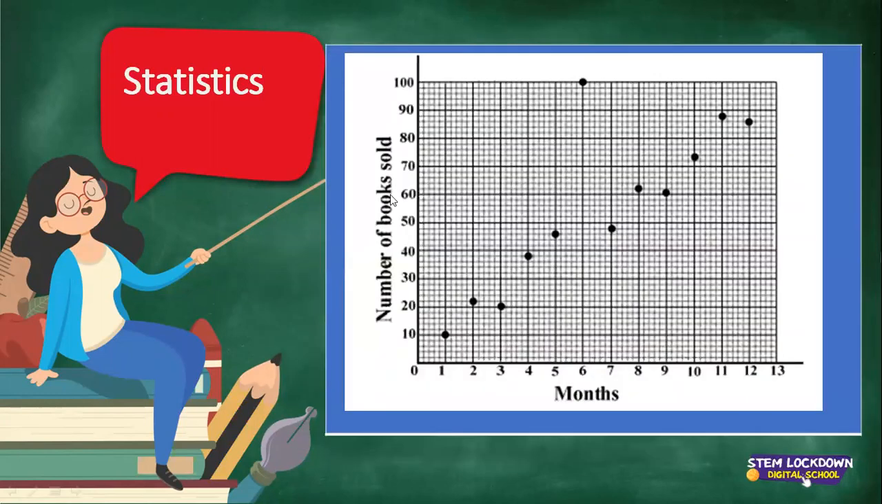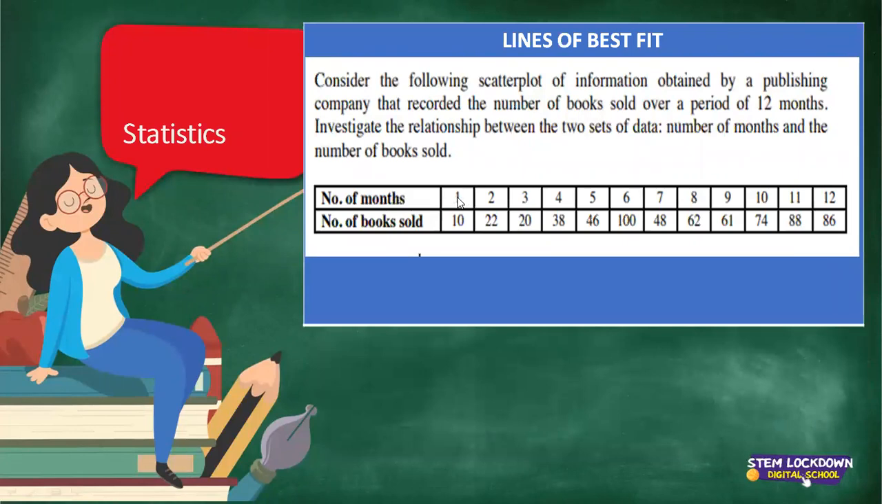Okay. So we said the number of months is your x, so you put this in your x column. You put 1 equals, 2 equals, 3 equals, 4 equals, and you enter all of these in your x column. And then you enter all the other numbers, your y column. Go to the y, press 10 equals, 22 equals, 20 equals, 38 equals, 46 equals. Like that, you punch in all these numbers.